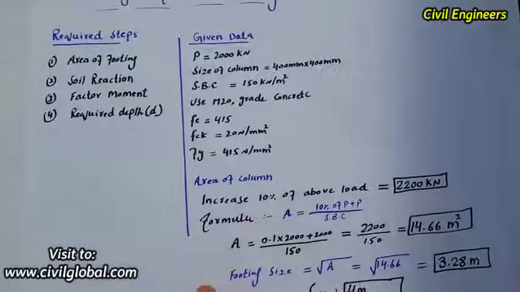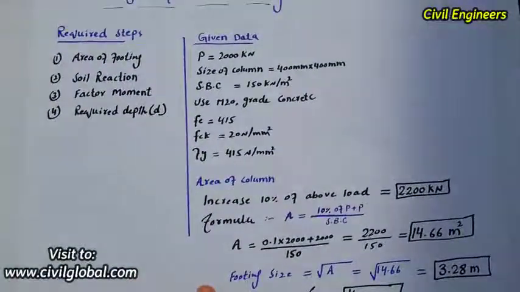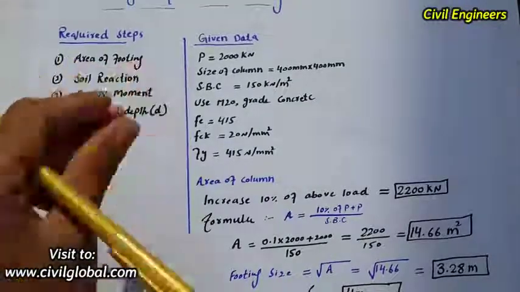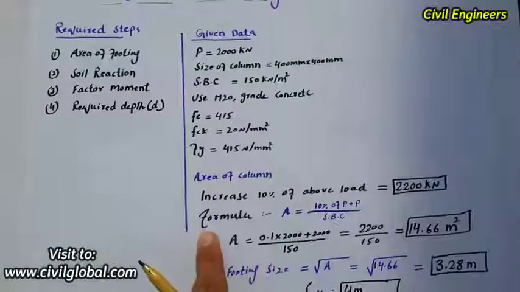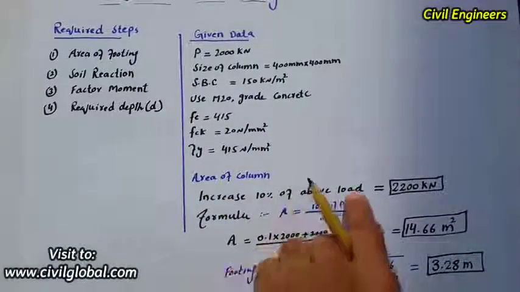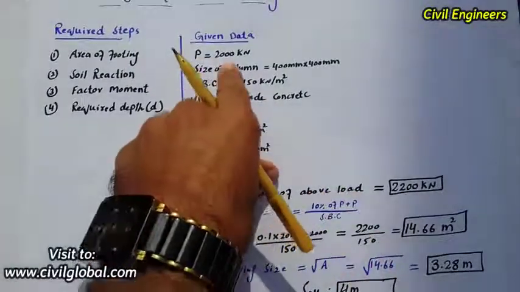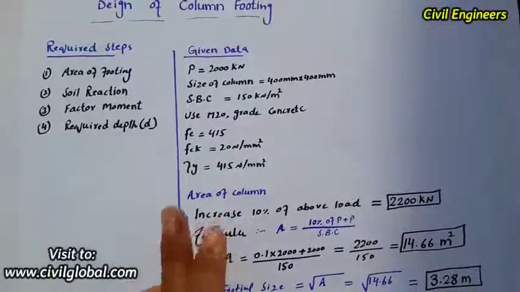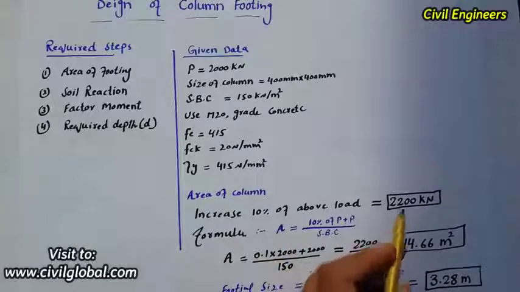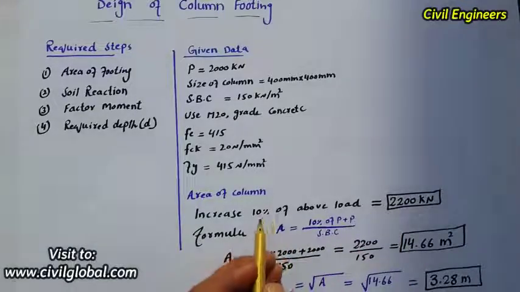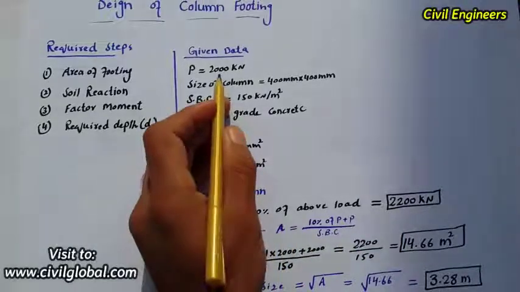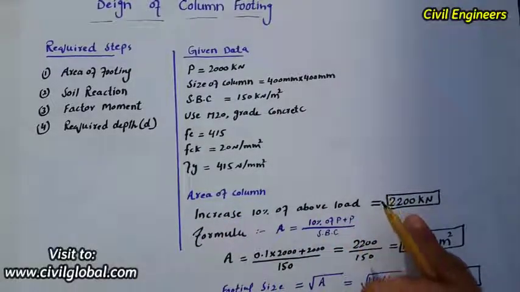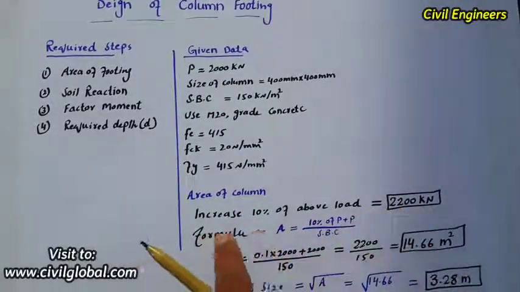So now let's start the required steps. The first step is the area of footing. First of all, we have to increase the load by 10%. So this is P, which is 2000 kilonewton. We will increase it by 10%, so 10 divided by 100 multiplied by 2000 will give you 2200 kilonewton. So this is the increase.